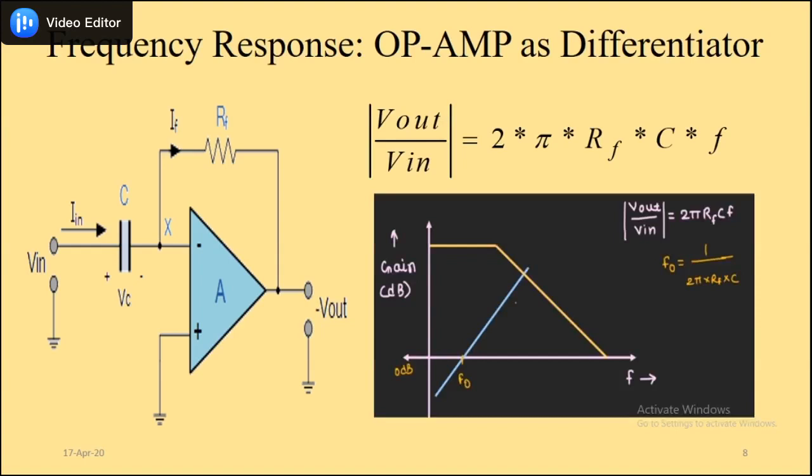So here, if you observe the blue line which you are seeing, the x-axis is frequency, and the y-axis is gain in dB. This blue line is crossing the x-axis. This particular frequency is known as the 0 dB frequency. So the 0 dB frequency, if you want to calculate, will be just 1 upon 2 pi RF C.